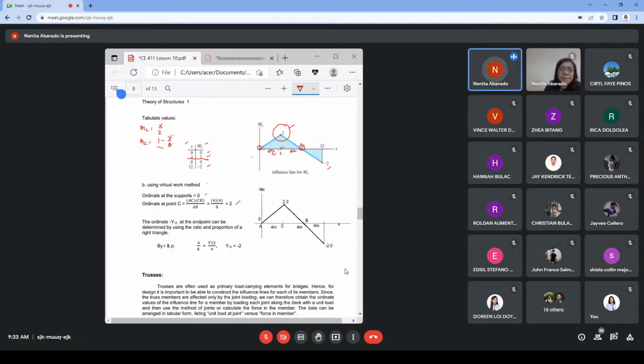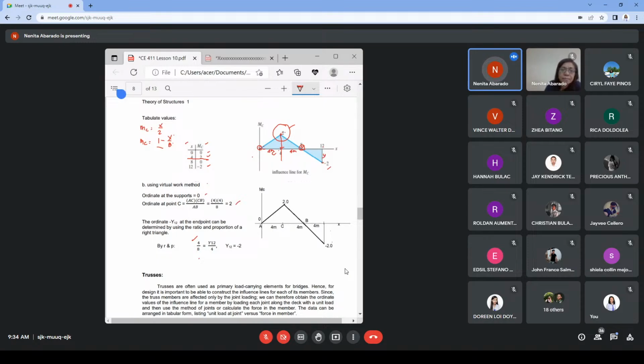So that will be your ordinate at point C. Then get the slope, which is from 0 to 2, and connect the points. Connecting 2 and 0, we can use proportion. If 2 is to 4, let's say y is to 4, then 4 is to 8.